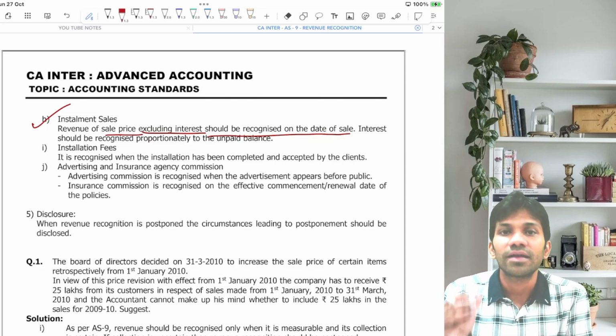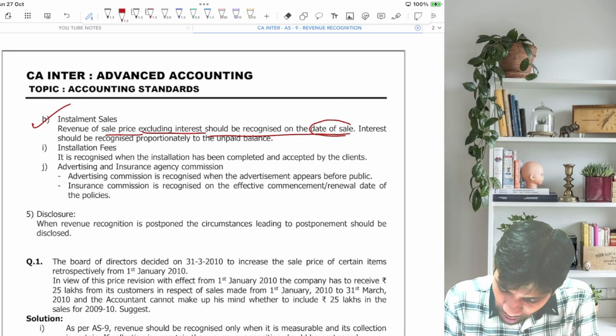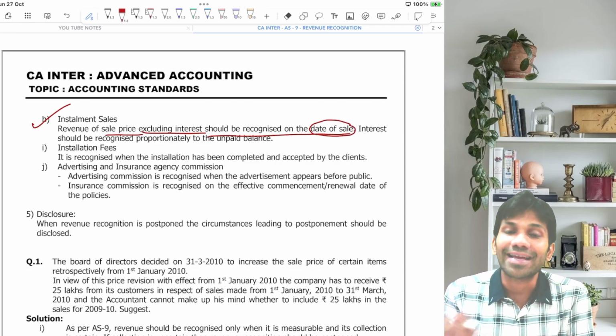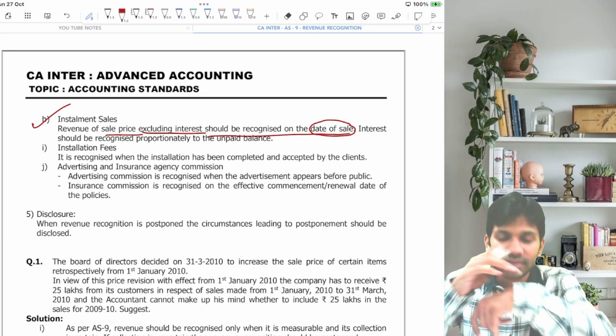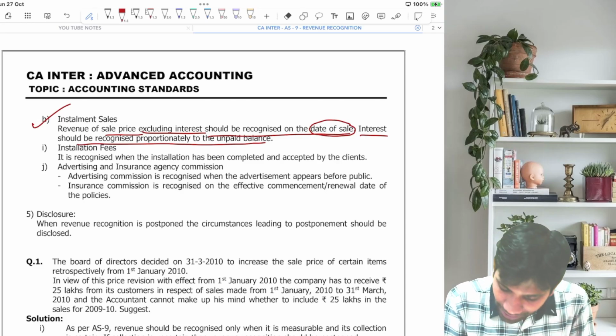So they are saying that revenue from installment sales excluding interest should be recognized on the date of sale, the moment goods are sold. Why excluding interest? Because interest should be recognized on a time basis. Interest should be recognized proportionally on the unpaid balance, and that is on a time basis.